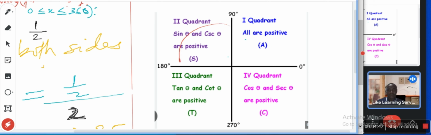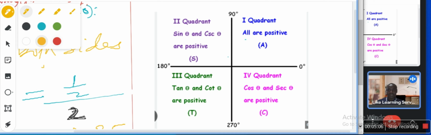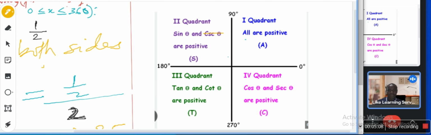In the second quadrant, that is between 90 and 180, only sine and of course cosec. Don't bother about the cosec because you don't need it except you are doing add maths, so I will just cross it out. Only advanced students will need it. By the way, cosec means 1 over sine. Cotangent means 1 over tan. Secant means 1 over cos. So don't bother about it, you don't need it now.